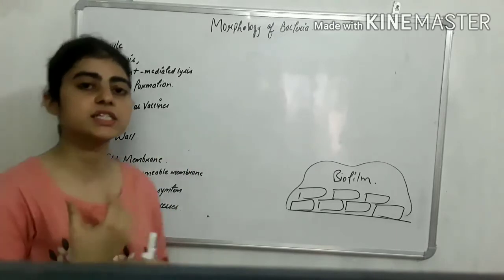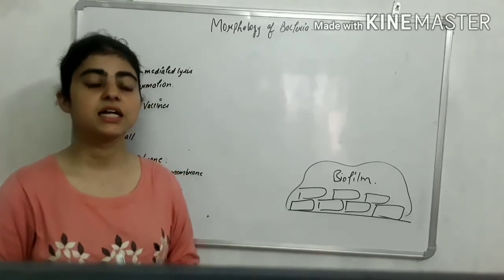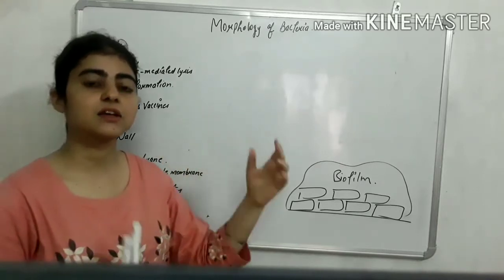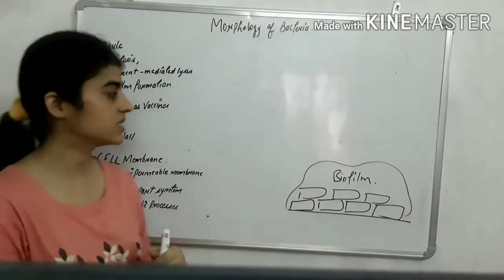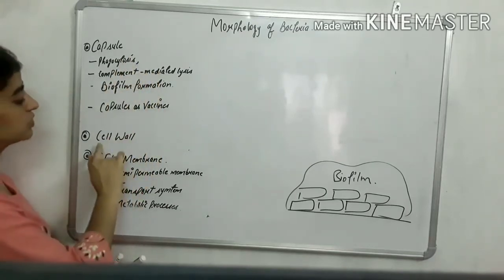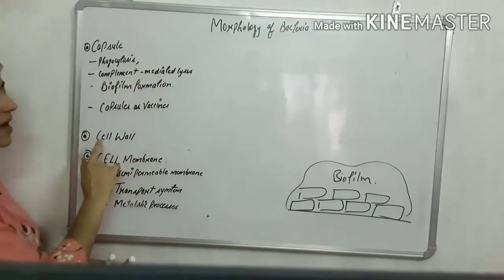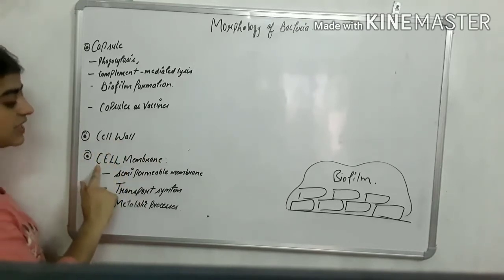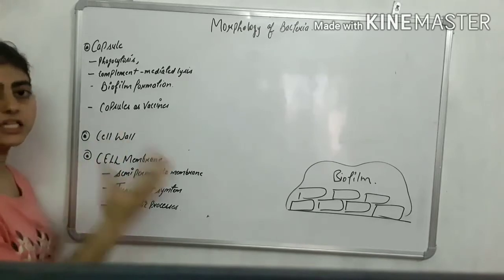We can also use capsules as vaccines. Different types of vaccines are present against pneumococcus and meningococcus. Next we have the membrane, cell wall. After the capsule, we have the cell wall and membrane. We have already studied about it in the last lecture. After the cell wall, we have the cell membrane or plasma membrane.